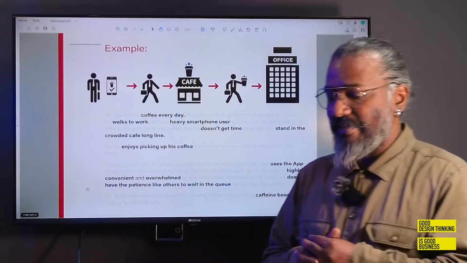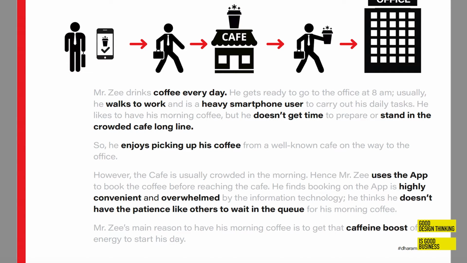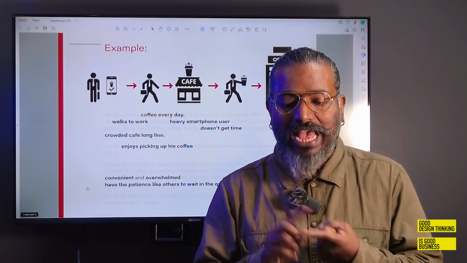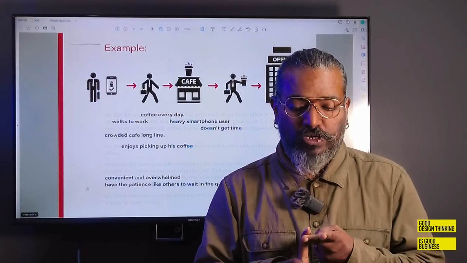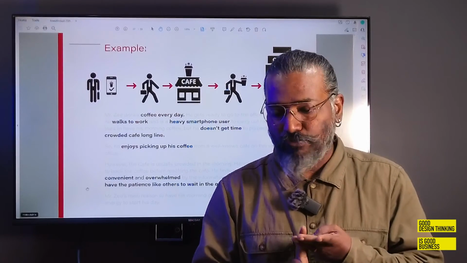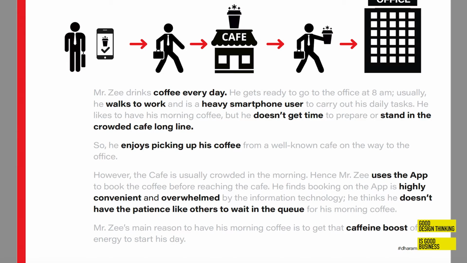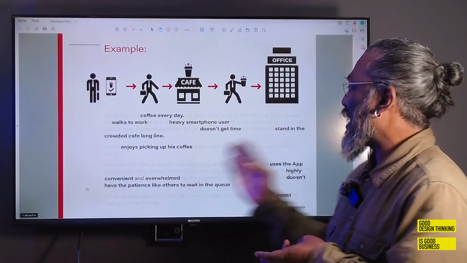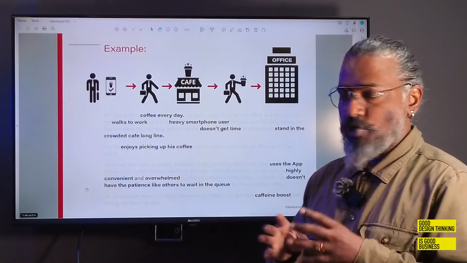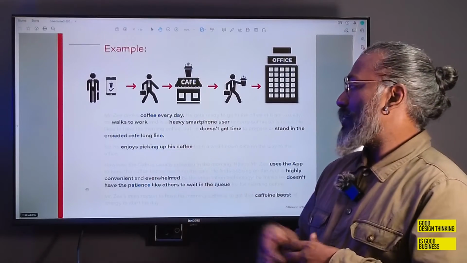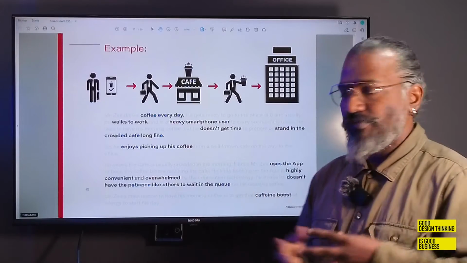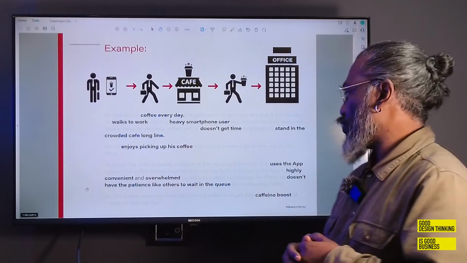Like, let's see that Mr. Z drinks coffee every day, walks to work, heavy smartphone user. So you see that his habit of drinking, his habit of using a smartphone, and his habit of walking, and his busy schedule, so he doesn't get time, and he doesn't like standing in a crowded cafe, long queue or a line, but enjoys picking up his coffee. So he doesn't mind taking his own coffee. He doesn't want any assistant to bring coffee for him.